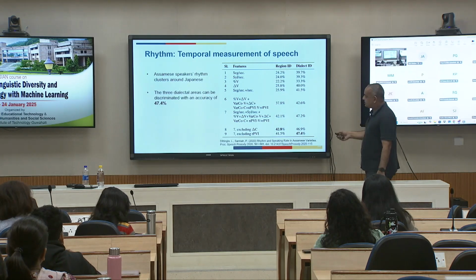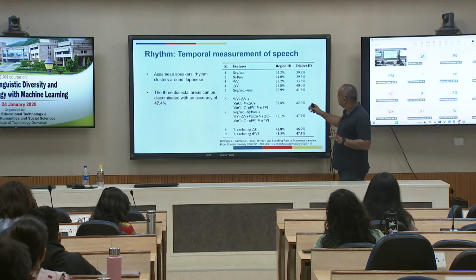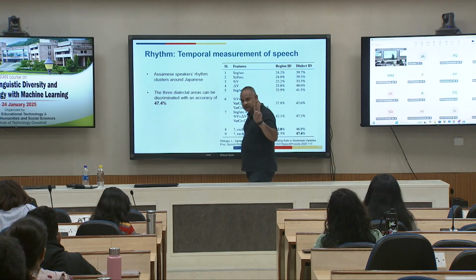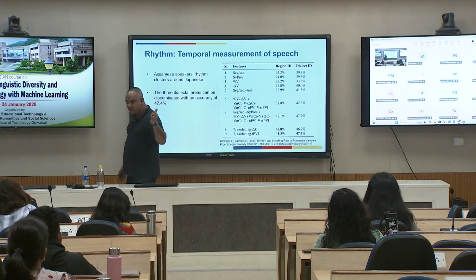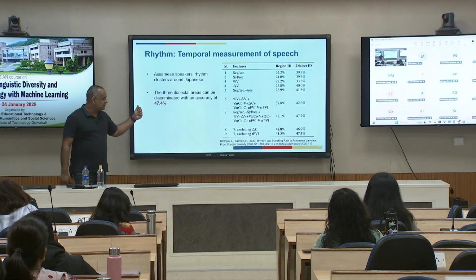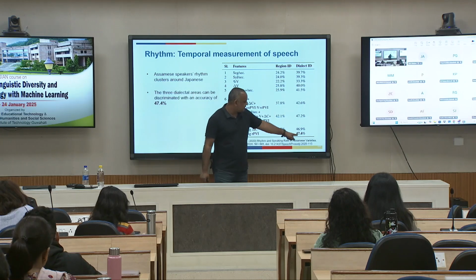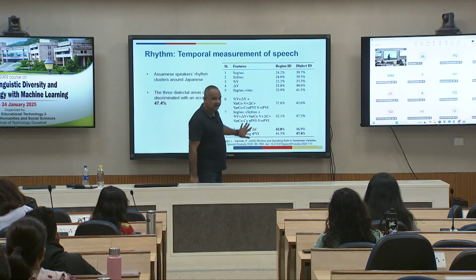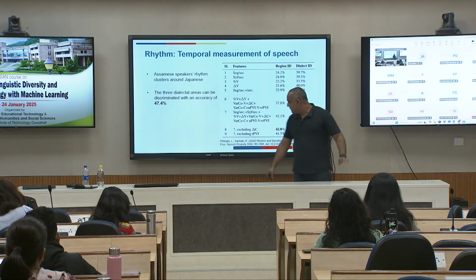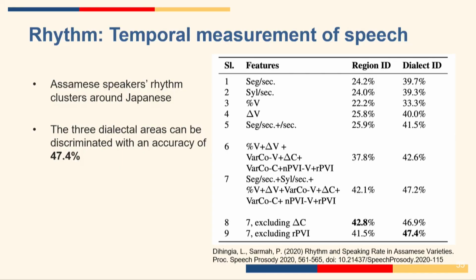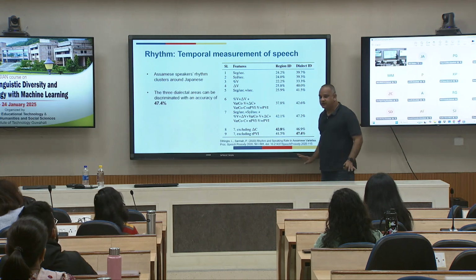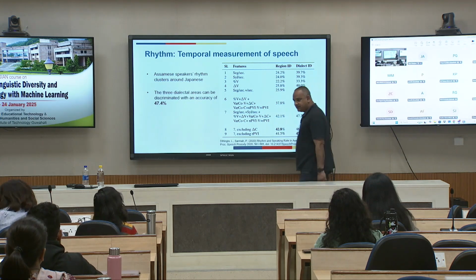So the 3 dialectal areas, if we consider them not as 5 regions, but as 3 dialectal areas like Eastern Assam, Central Assam, and Western Assam, then I get a total accuracy of about 47.4. Don't look at it for the time being. You may like to read the paper, which is down here, if you are interested. We are not going to spend time explaining why it is here, but here the best result is here. If we go by 5 regions, it's about 43%, 42.8%, right?